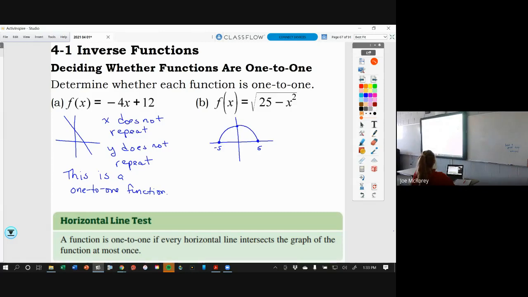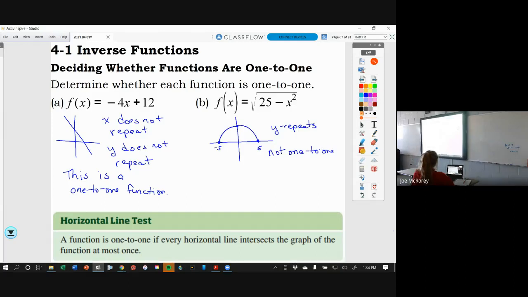So, is that 1-to-1? Can it be 1-to-1? No, because the y's repeat. Okay. So this is not 1-to-1. Y's repeat. It's not 1-to-1.